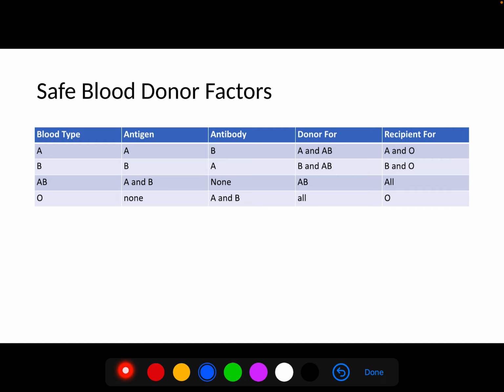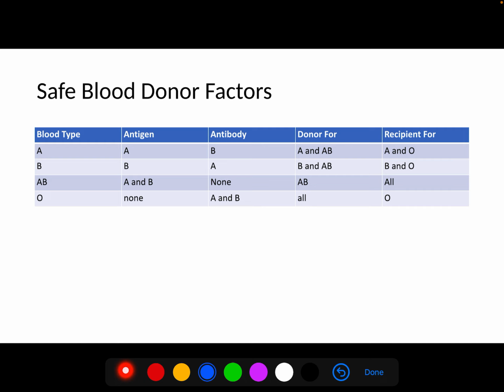If someone is AB, like we said, that means that they have both A and B antigens and no antibodies. Since they have both antigens, they can only donate to people who also have both antigens. So type AB blood can only be given to someone else that is type AB blood. However, AB blood, because it has no antibodies, is referred to as the universal recipient. They can receive blood from anybody because their antibodies are not going to react with other blood types because they don't have them.